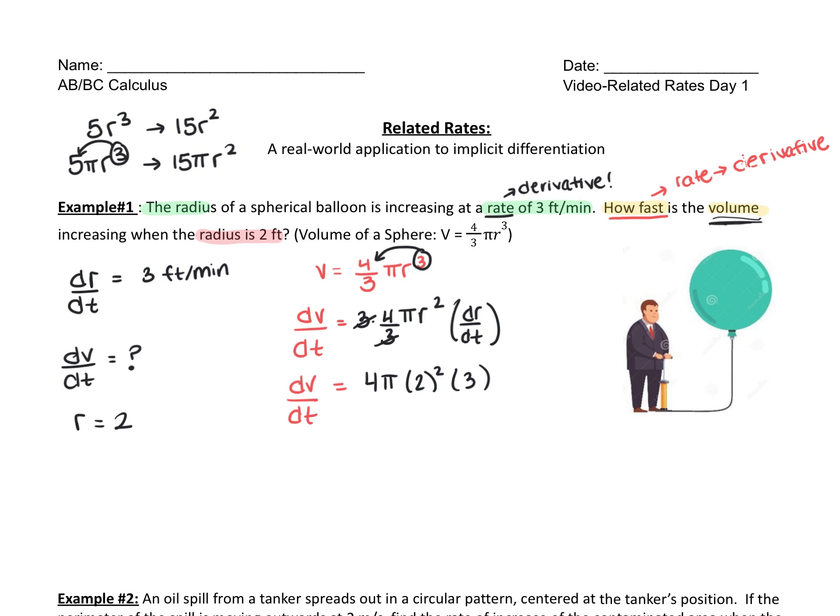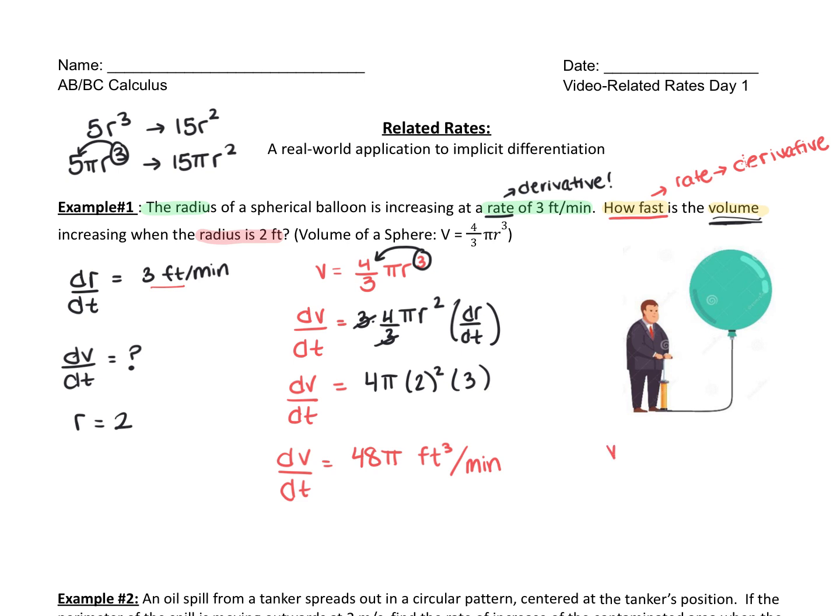So we're going to say dv dt equals, I can do this math in my head. 2 squared is 4. 4 times 4 is 16. 16 times 3 is 48. So we can tack on the pi and just call it 48 pi. And since we're talking about volume, we need to remember the units for volume. Volume is cubic. So since we have feet, it would be feet cubed per minute.